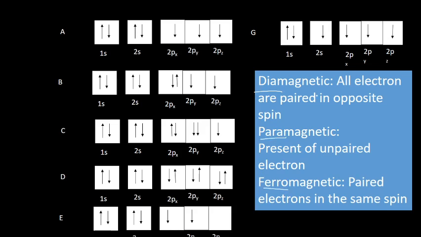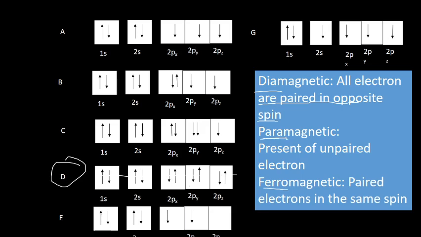According to electronic configuration, an atom can be diamagnetic, paramagnetic, or ferromagnetic. And this property depends on electronic configuration. If all the electrons appear in opposite spin, that atom is said to be diamagnetic. It does not have any magnetic property. Example of this element, this particular D element, you can see all the electrons appear in opposite spin. So this element here is diamagnetic. It does not have any particular magnetic property.